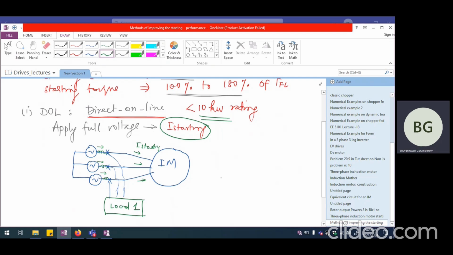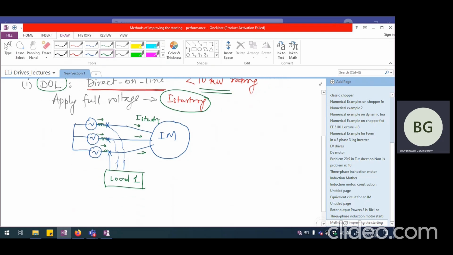So what are all the other methods of starting? Incidentally, any other method of starting is compared with direct online starting, and we say that the current is reduced by so much factor and the torque is reduced or increased by so much factor. The comparison is always made with respect to direct online starting.